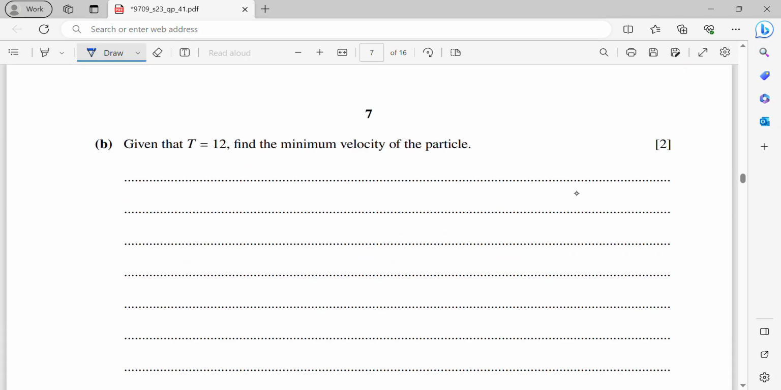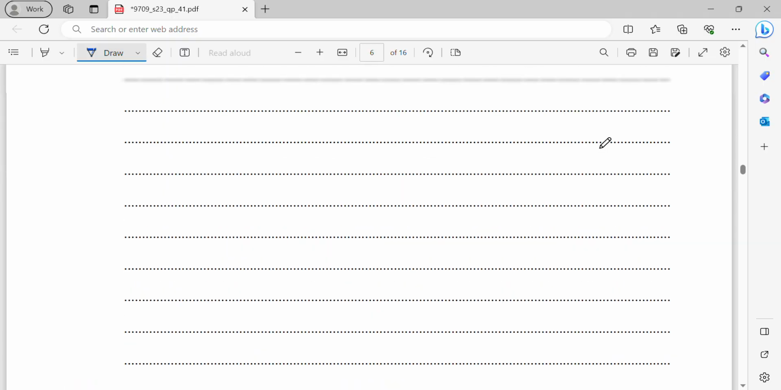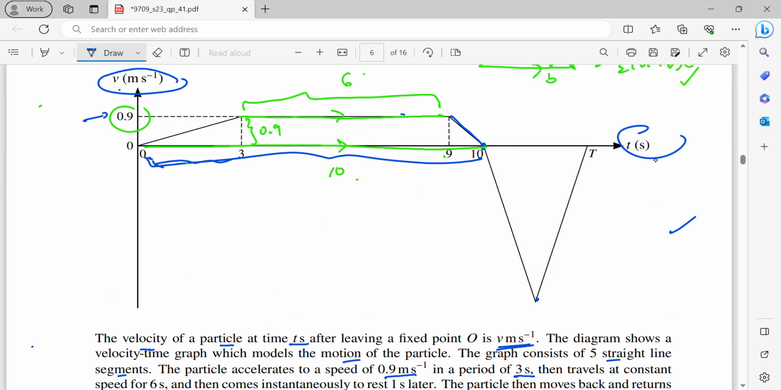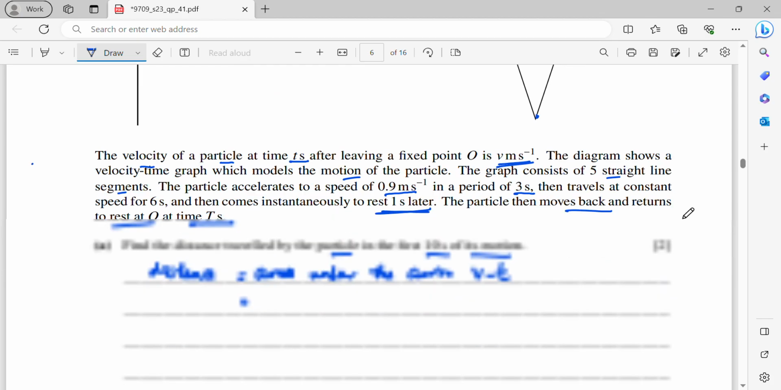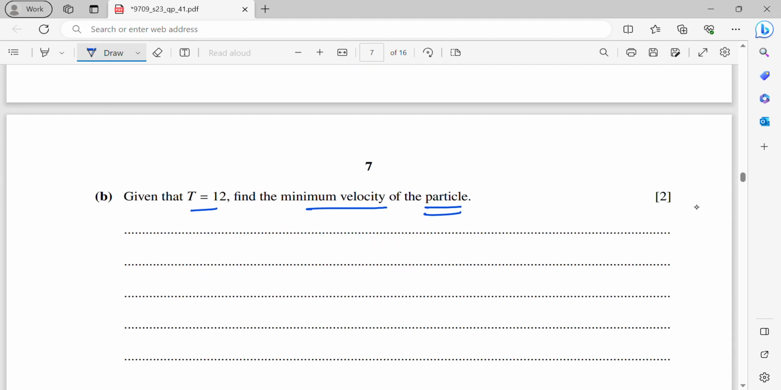Okay, now B, given that t equals 12, find the minimum velocity of the particle. So when you look at the graph here, this is 12. Alright, so now we are requested to get the velocity. Remember, just now we were given the speed.